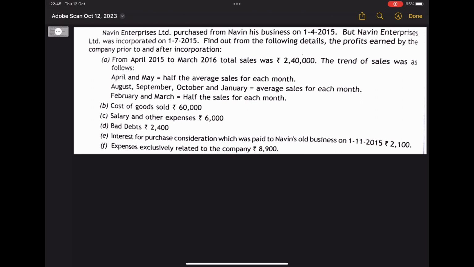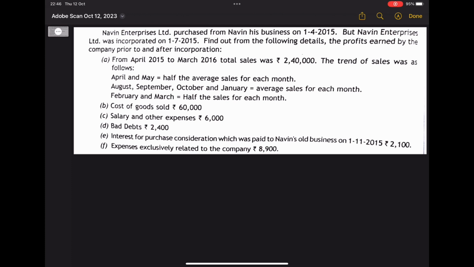Next, cost of goods sold, they have given 60,000. Why have they given cost of goods sold? Instead of giving you gross profit, in this problem they have given you cost of goods sold. Sales minus cost of goods sold will be your gross profit, isn't it? Gross profit equals sales minus cost of goods sold, then we will get gross profit. Next, salary and other expenses, it is related to your expenditures. So salary, based on time ratio, we will be giving. Bad debts is totally related to your sales ratio.